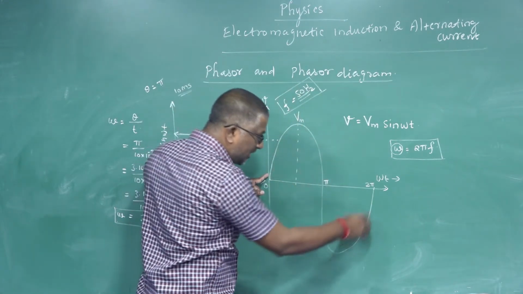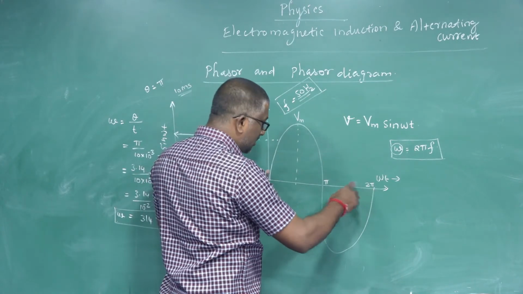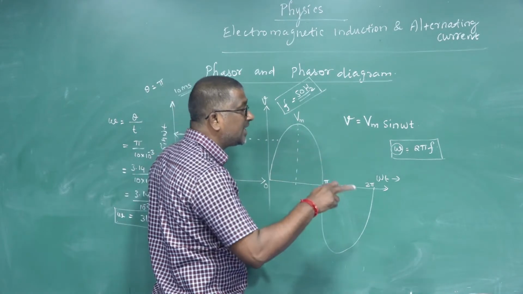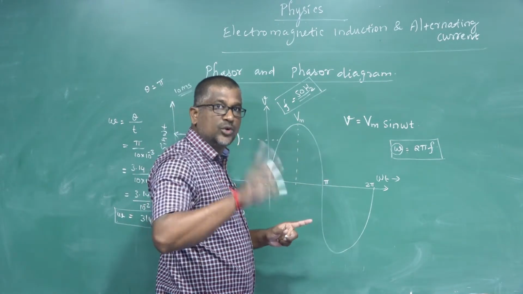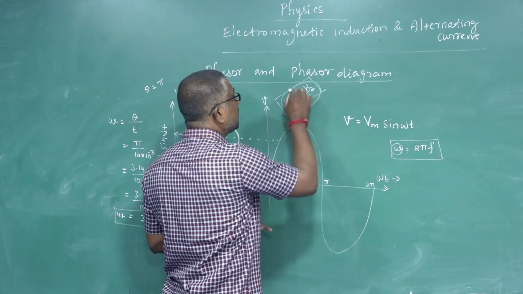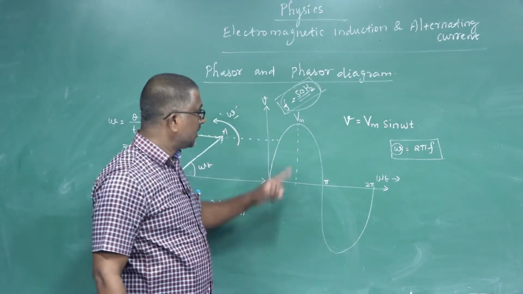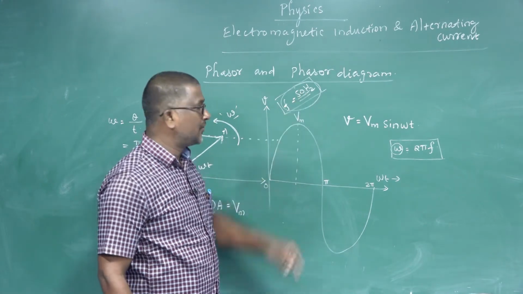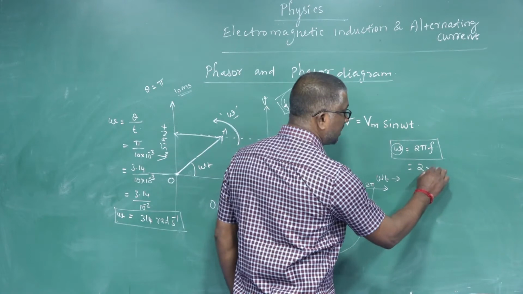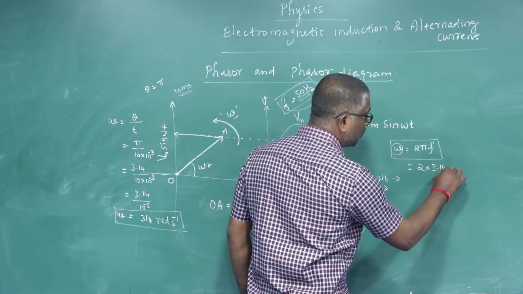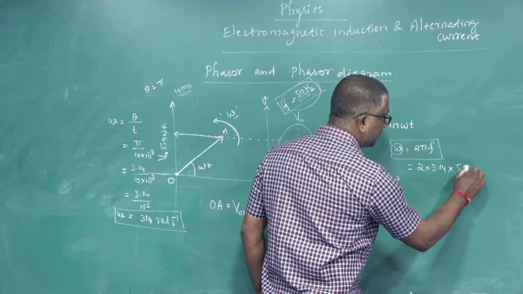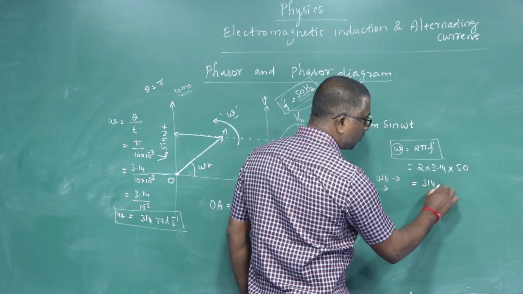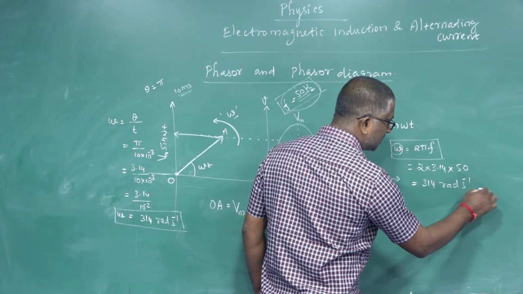Okay, so this is one complete cycle, right? And the number of cycles completed in the given alternating voltage is 50 in every second, in every unit time, which means its frequency is 50 hertz. Here the frequency of this sinusoidal alternating voltage is, for example, 50 hertz, right? So 2 into pi value 3.14 and the frequency value is 50. Right, 50 into 2, 100, 100 into 3.14, 314 radian per second.